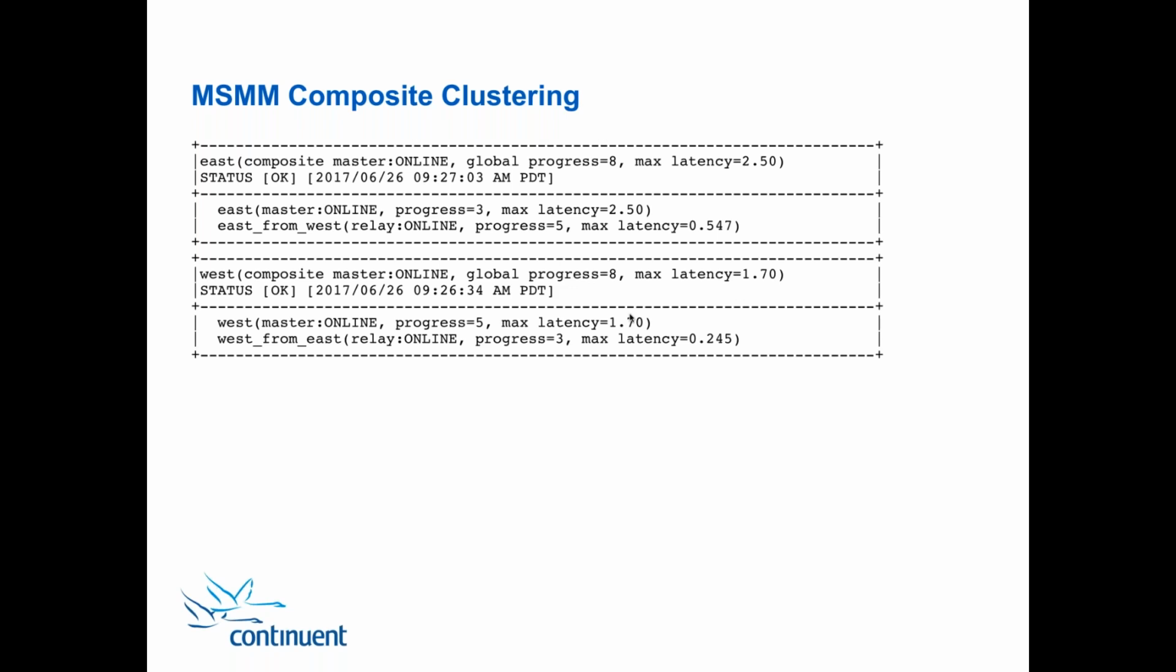The idea of Global Progress is that it shows how up to date the entire east and west cluster are, in not only the original updates that happen within that cluster, but also the replication that is coming from the other within your MSMM deployment. So obviously this will make it much, much easier for you to manage your MSMM environments, and we're obviously going to improve the tools and add new functionality.